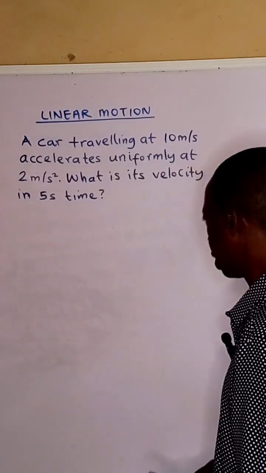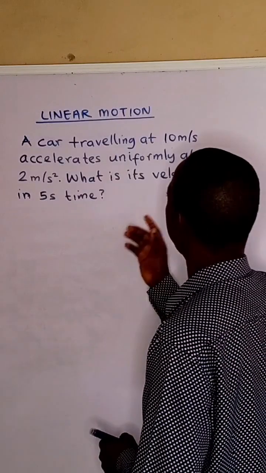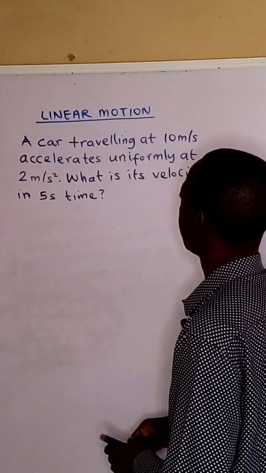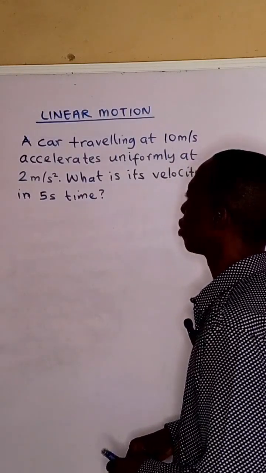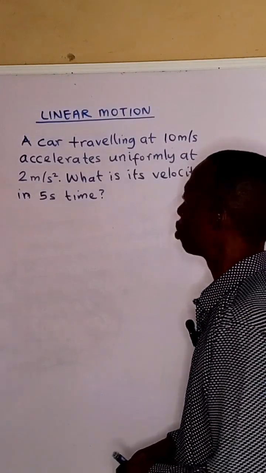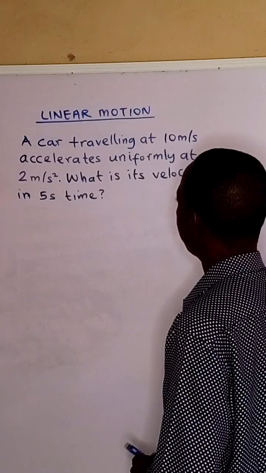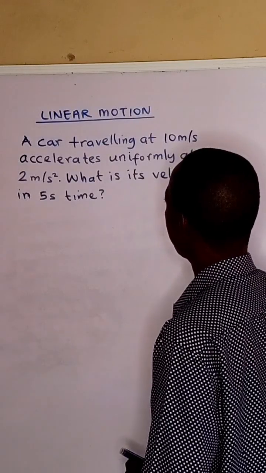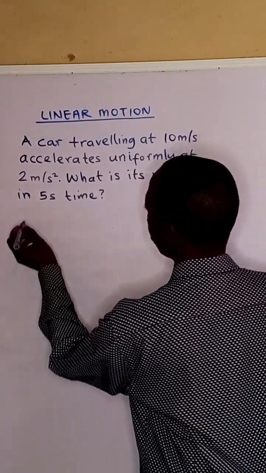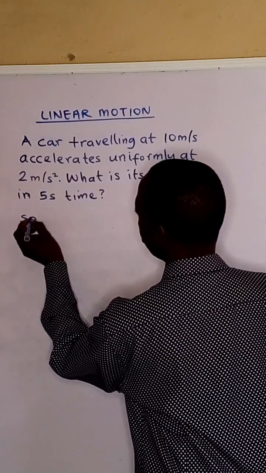So let's get started. Now it says a car traveling at 10 meters per second accelerates uniformly at 2 meters per second square. Now what is its velocity in 5 seconds time? So let's solve that question together. It says solution.